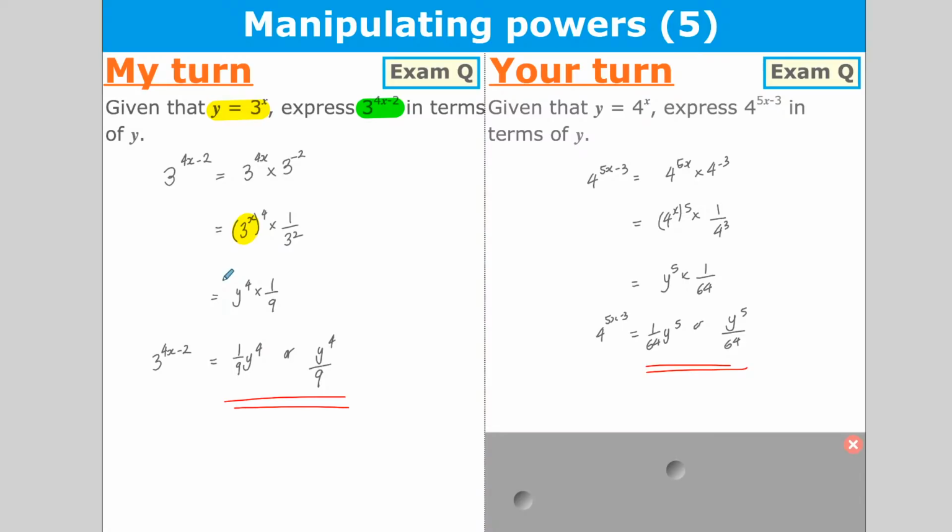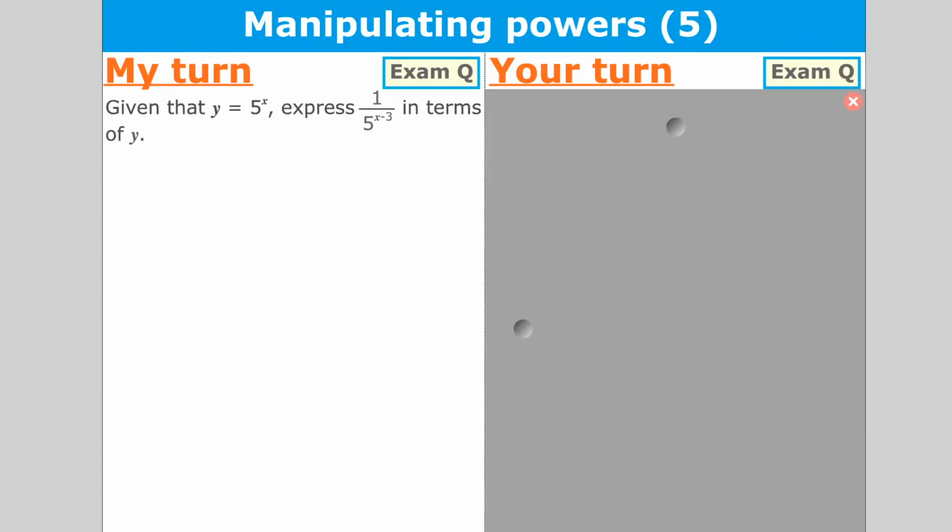Both of them are fairly tricky. So let's do this one here. Given that y is equal to 5 to the power of x, express 1 over 5 to the power of x take away 3. Oh, okay. So 1 over 5 to the power of x take away 3.